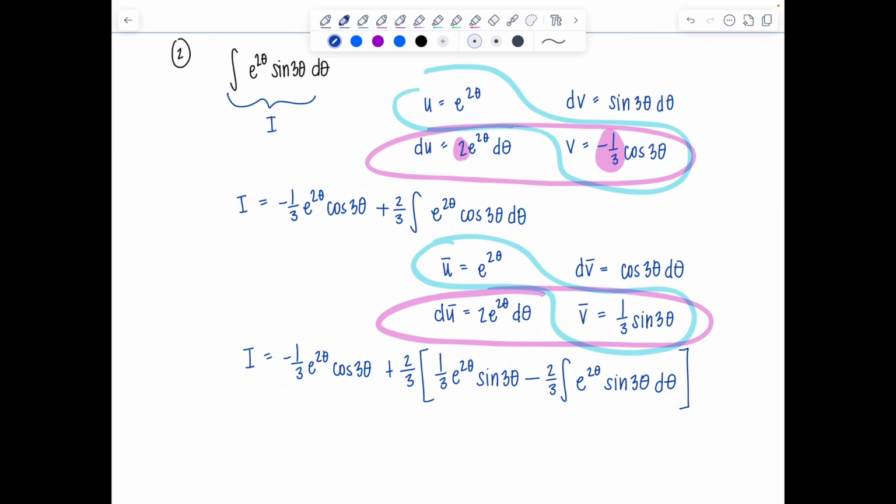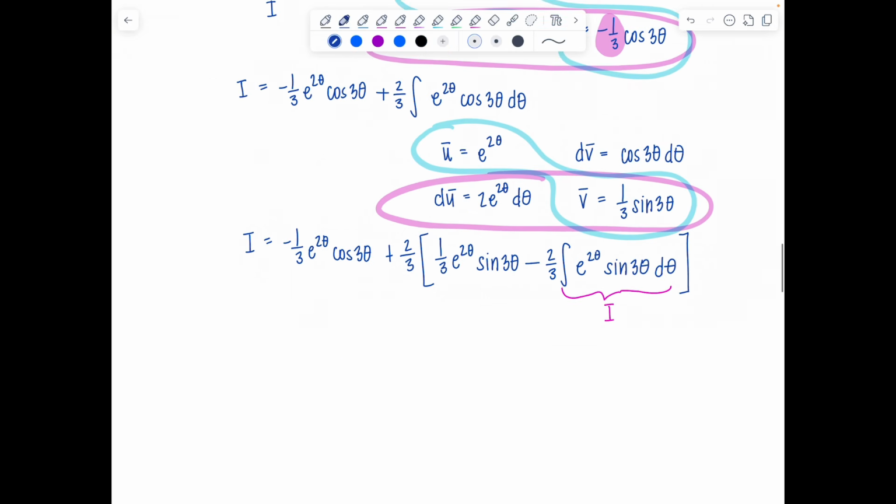After 2 rounds of integration by parts with these kinds of problems, your boomerang should have returned. Did it? Remember, all of this we called I. Here it is. It has returned. So I'm just going to replace that entire integral expression now with I in the problem. Okay? So let's go through, let's distribute this 2/3 and clean up and try to solve for I. That's our goal. So negative 1/3 e to the 2 theta cosine 3 theta plus 2/9 e to the 2 theta sine 3 theta, and this will become minus 4/9 times I.